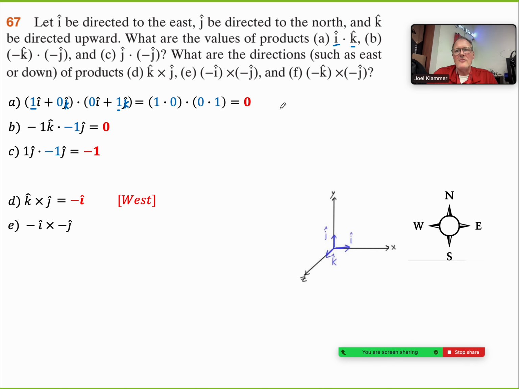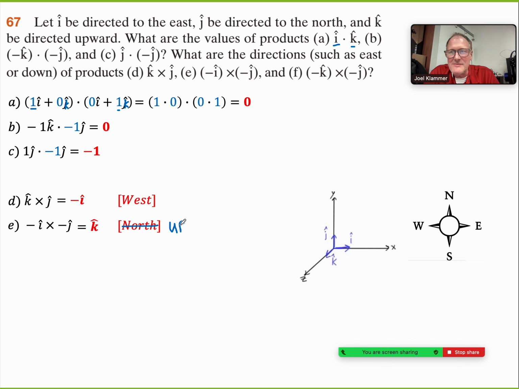Negative i cross negative j. From my perspective, negative i is pointing this way, and negative j would be pointing downward. If I do that, I end up with k, which is pointing out of the screen. And in our perspective, then, that would be, actually not quite north, it would be up. I'm going to cross that one out. There's a few mistakes on this slide.